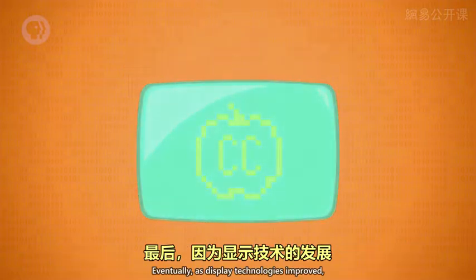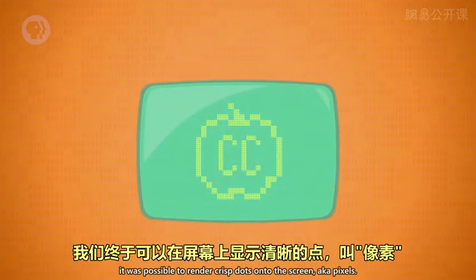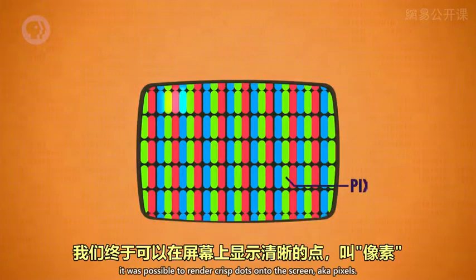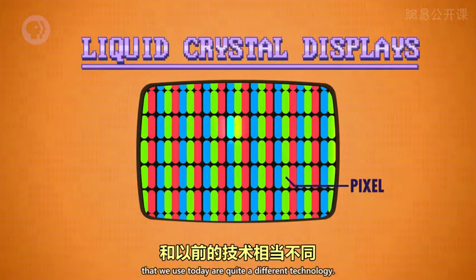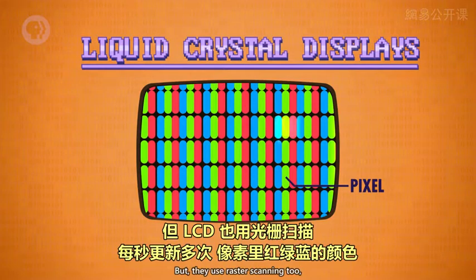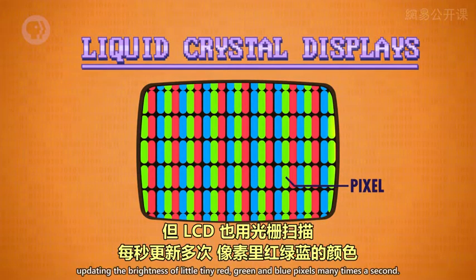Eventually, as display technologies improved, it was possible to render crisp dots onto the screen, also known as pixels. The liquid crystal displays, or LCDs, that we use today are quite a different technology, but they use raster scanning too, updating the brightness of little tiny red, green and blue pixels many times a second.